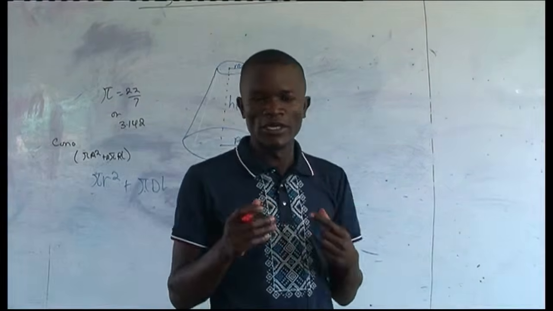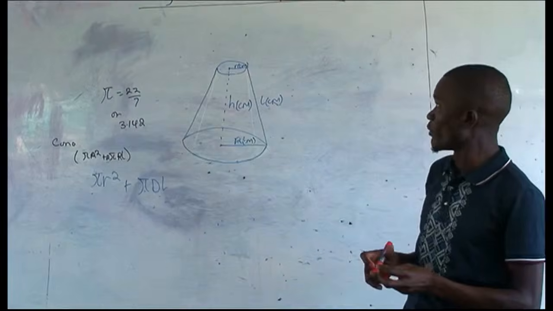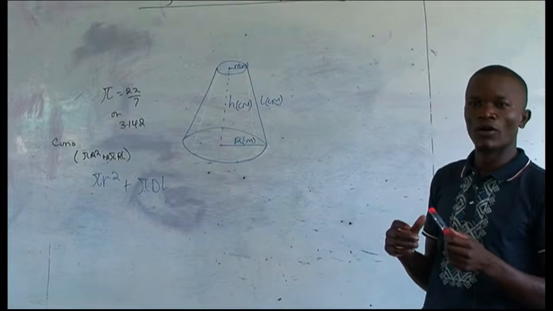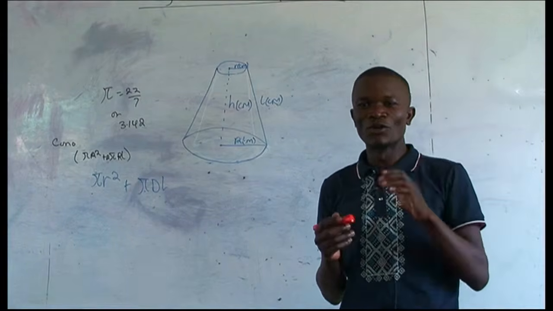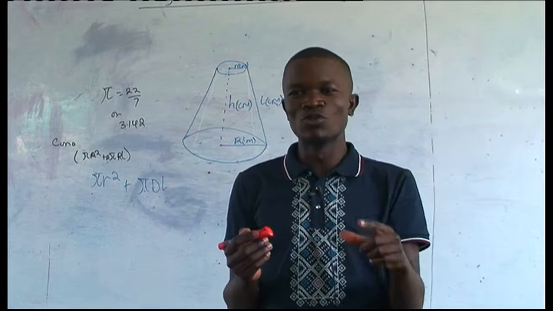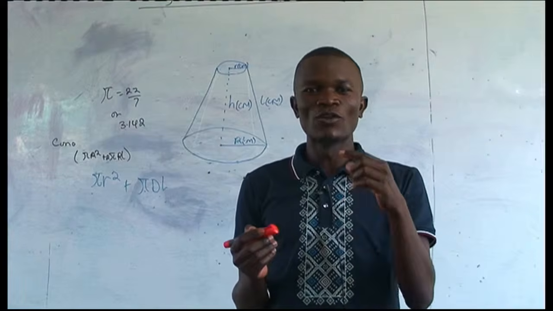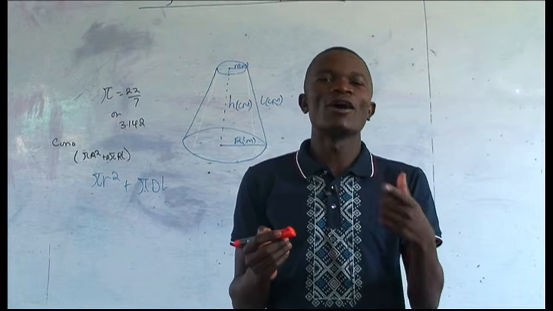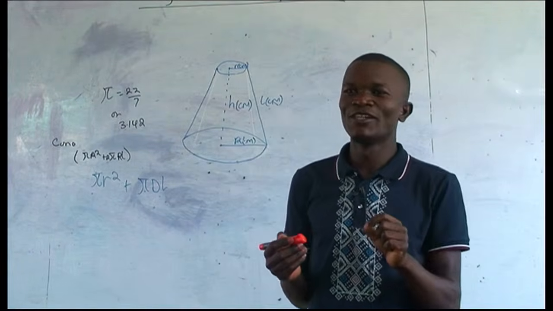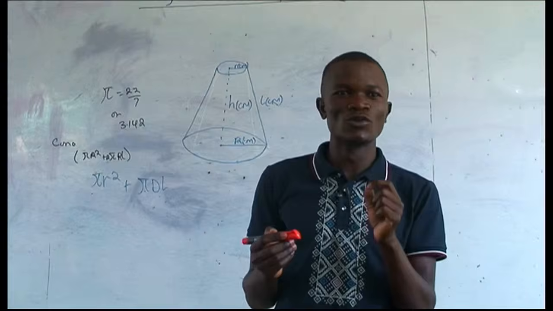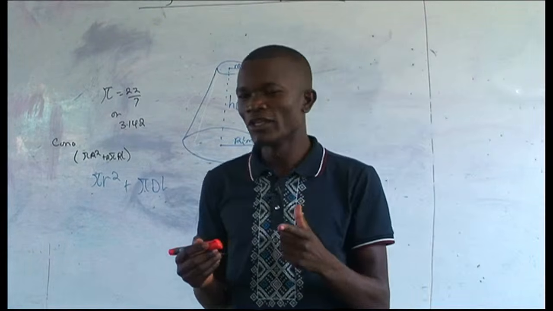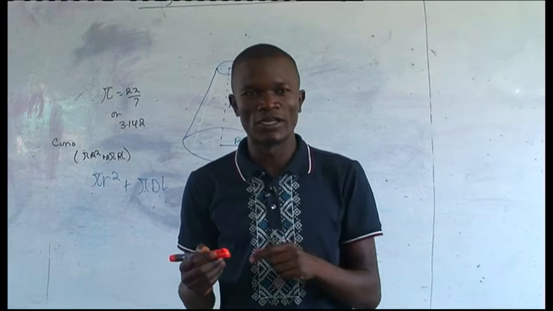Now our conical frustum is formed from a cone. You know the shape of a cone. How do we draw the shape of a cone? Wherever you are, find a place, a piece of paper and a pen, and try to draw a cone. Then from that cone, we see how we can form a frustum.